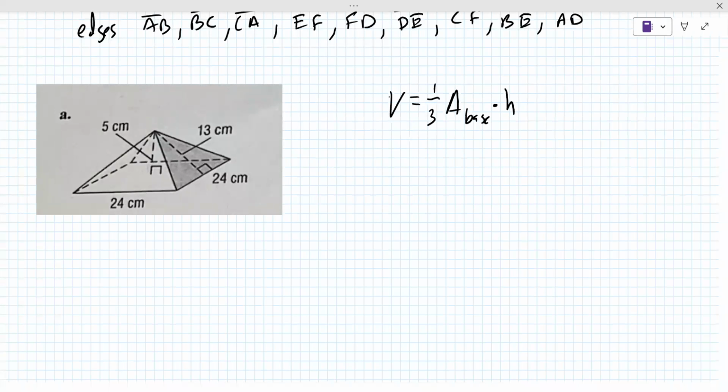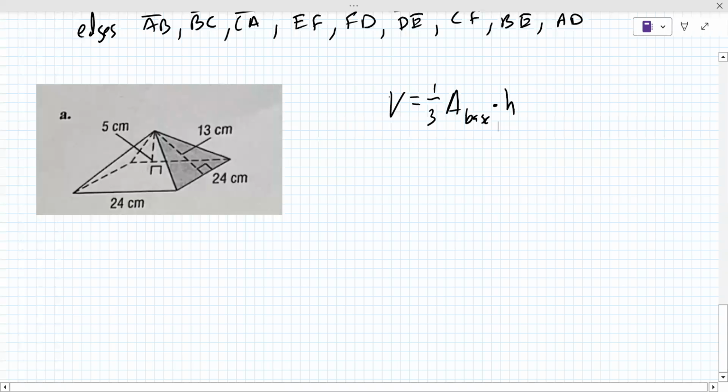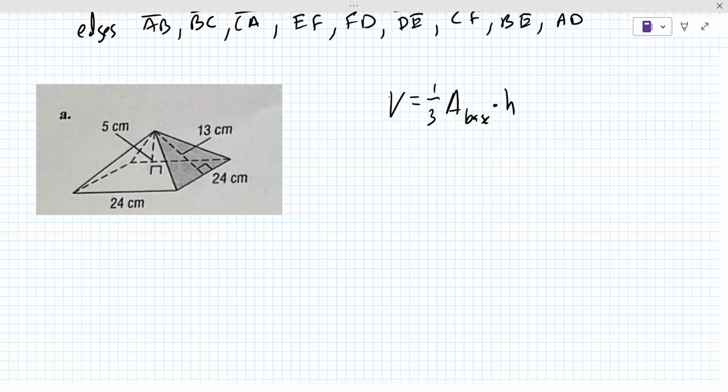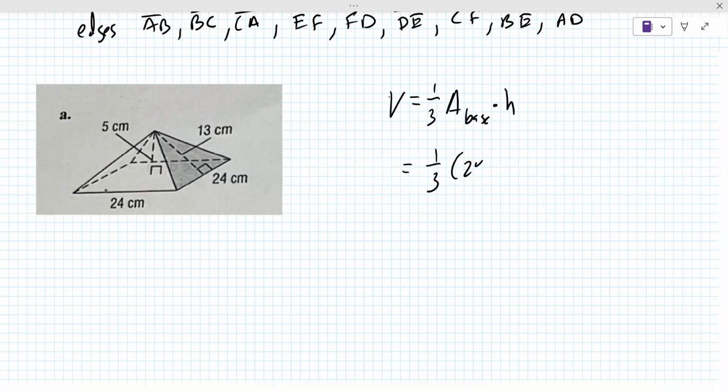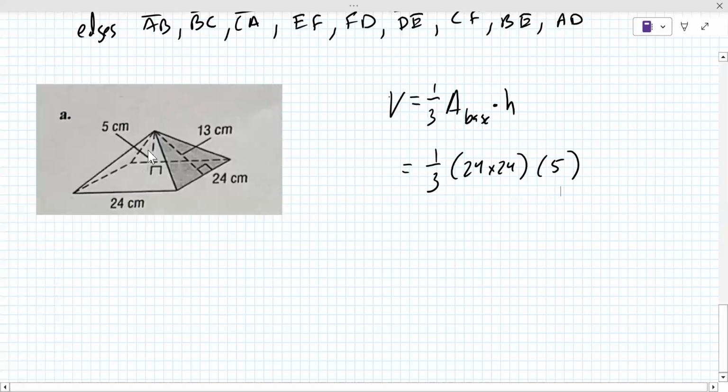Do they show that here? Your teacher uses a different formula. Why does your teacher have 13 BH? The area of the base is this square. The square here is 24 times 24, and the height is 5. The slanted one is not it; this one goes straight up and down. The 13 has nothing to do with that.